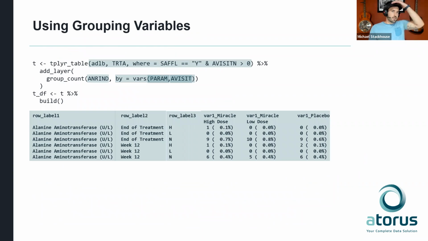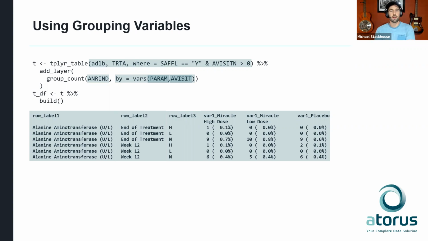All right, so if we look into grouping variables, as I mentioned earlier, the by variables on the group count function allow you to set the grouping variables on the layer itself. So here we have an ADLB table. Let's say that we wanted to look at the reference range indicator for each visit and each parameter.